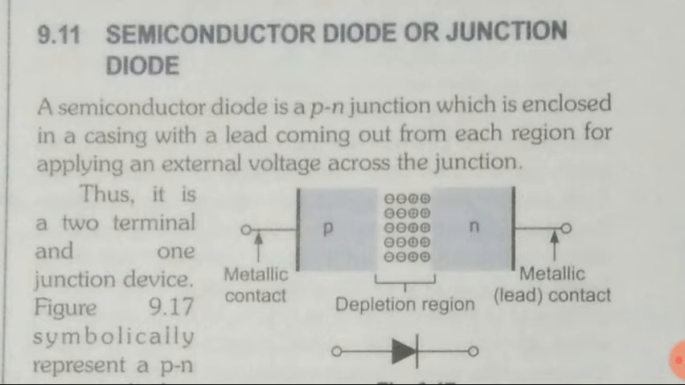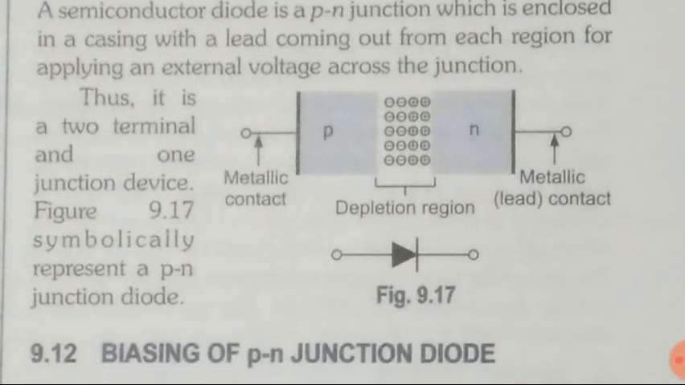So it is a two terminal and one junction device. So what is a diode? Diode is a p-n junction, which is provided two metallic contact which we call lead, and we can say that diode is a two terminal. One terminal is on p side, one terminal is on n side. Between p and n one junction is there, so two terminal one junction device.